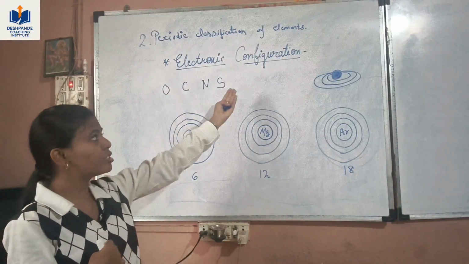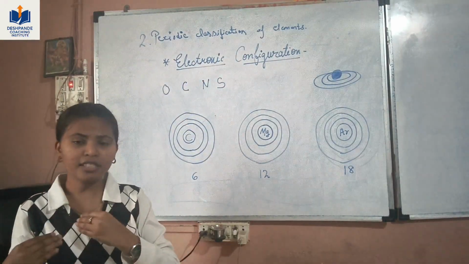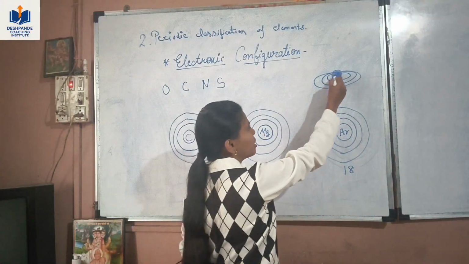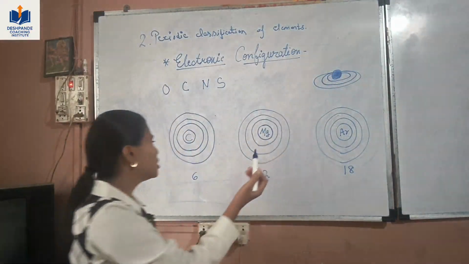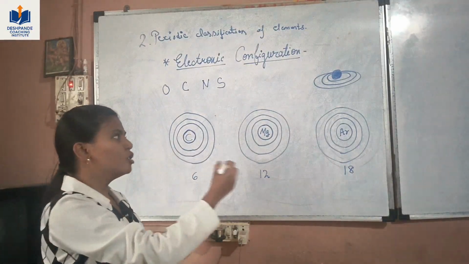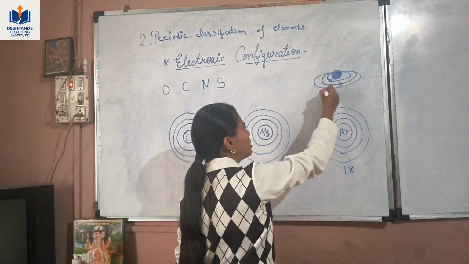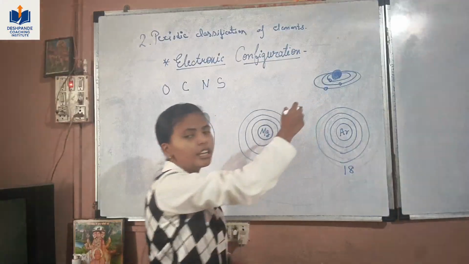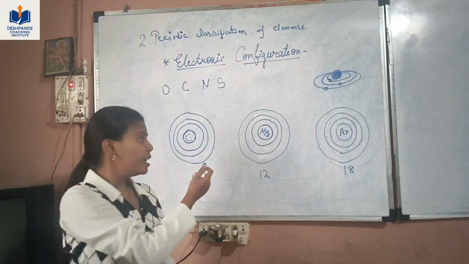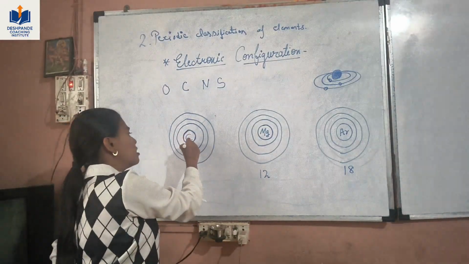Electronic configuration means how many electrons are present in that atom. We have studied the solar system in 6th or 7th standard. This is a solar system and the sun is in the middle. Just like that, the nucleus of the element is in the middle. The sun acts as a nucleus and there are planets like Mercury, Mars, Earth revolving around the sun in their orbits. If we see an element under a compound microscope, the structure of the element is something like this. In the center, this is a nucleus.